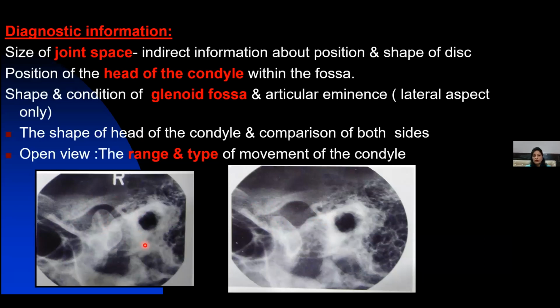So I can see the joint space, see the joint space. I can see the head of the condyles. I can see the shape of the glenoid fossa. I can see how the condyle has translated, the shape of the condyle. So this is the information which I can get from transcranial. Lateral view of the condyle. Okay?